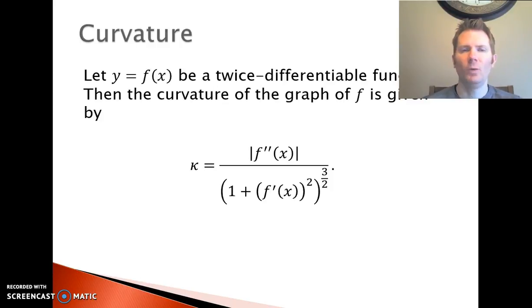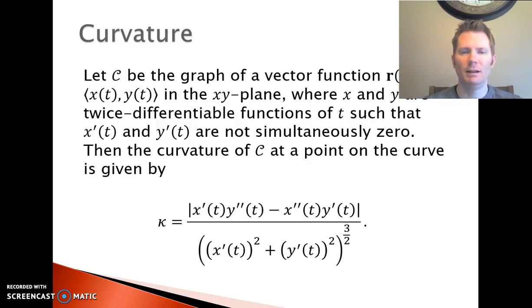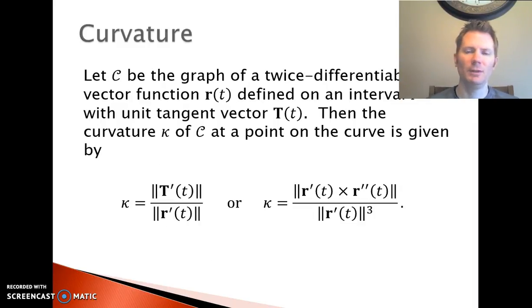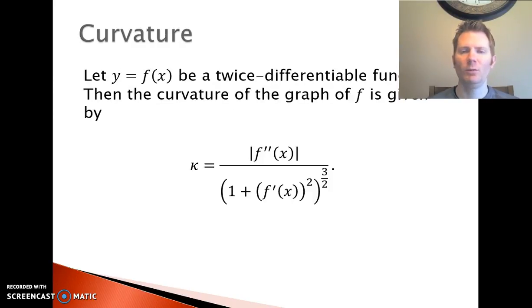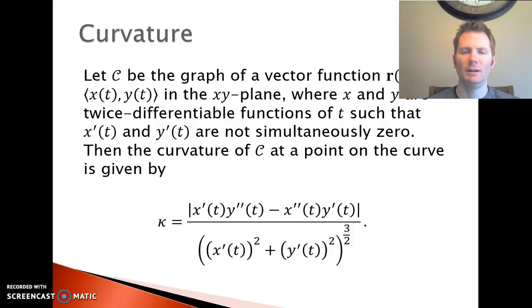Here's another one. If y equals f of x is a twice differentiable function, then the curvature of the graph of f is given here. This is something you can do in 2D when you have y equals f of x. So you don't have a vector valued function, you have a real valued function. You can find the curvature kappa by applying that formula, or by applying this formula, x prime of t, y double prime of t minus x double prime of t times y prime of t. You have to be able to take multiple derivatives, but this is another formula for curvature. Depending on the type of function you have, you may want to use one formula or another. For vector valued functions, this one seems to make more sense. But if you have y equals f of x, you probably want to use one of these two formulas.